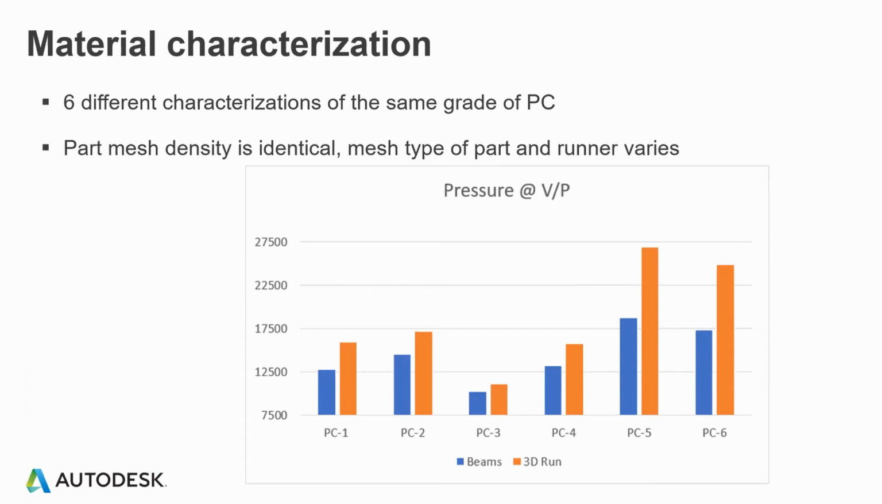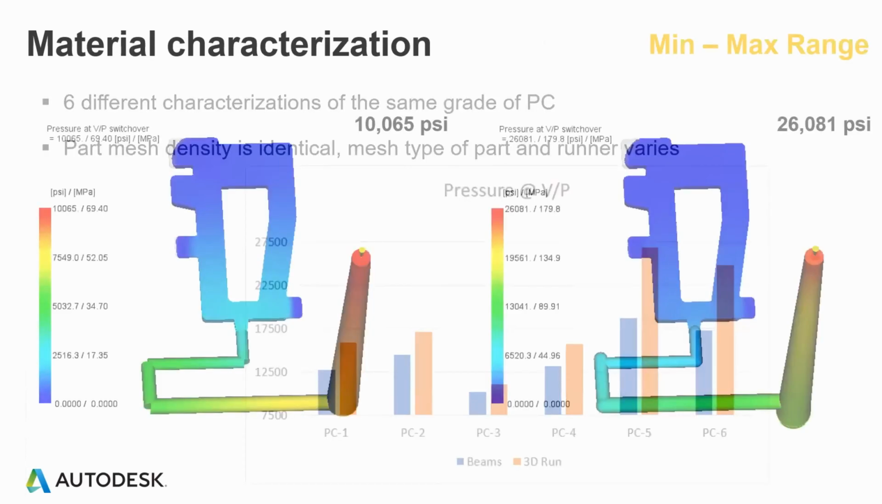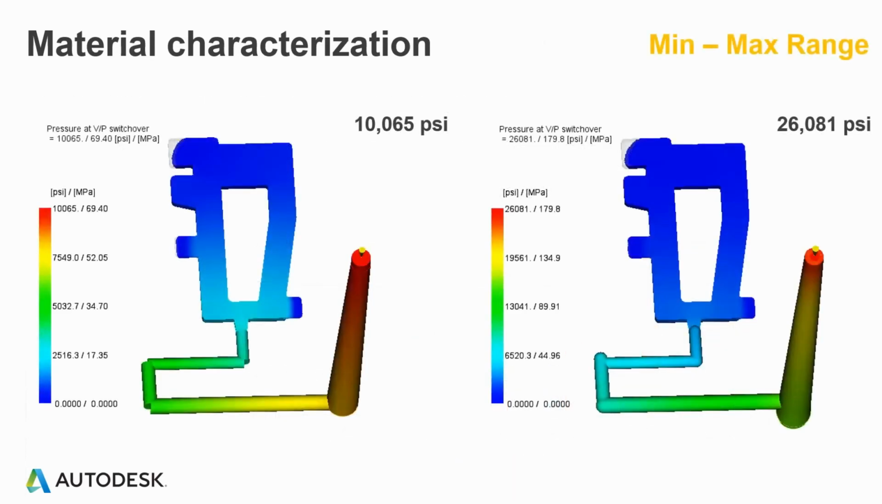The only thing we're really changing here is the mesh type. In this particular bar graph, everything was a 3D part, and we really just changed whether those runners were modeled in beams or 3D tetrahedrals. So what you're seeing in this bar graph is the 6 different characterizations of that polycarbonate, with the pressure predictions for both beams and 3D runners. And you can see, based on these 12 studies, you can get a wide range of pressure predictions. I'm going to show you the min to the max because I think that's the most interesting.